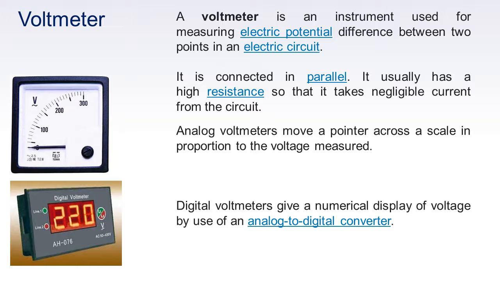Second type of voltmeter is digital voltmeter. It is shown in the second figure. Digital voltmeter gives a numerical display of a voltage by use of analog to digital converter. It means digital voltmeter internally measures voltage as an analog signal, then it uses A to D converter, that is analog to digital converter, and displays the data in the numerical format.